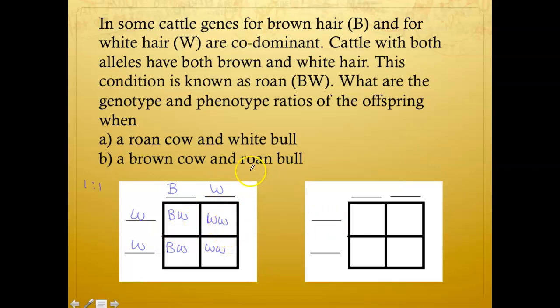Now in this one, we have a brown cow and a roan bull. And here you would get 50% roan and 50% brown. So again, we just could say it's a 1-to-1 ratio or 50% chance.